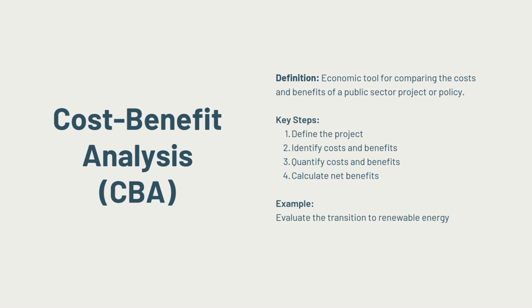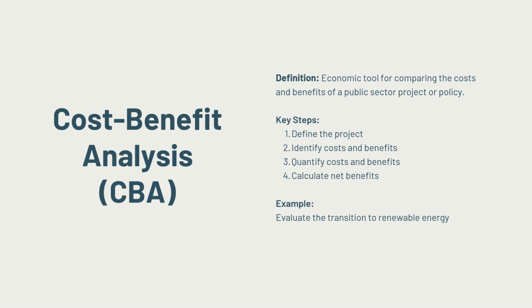The next step is to identify costs and benefits. We now have to list all potential costs and benefits. These include not only direct financial costs, such as construction, operational expenses, and staffing, but also indirect or intangible costs and benefits. For example, public safety improvements, environmental impact, or the long term economic growth resulting from a project.